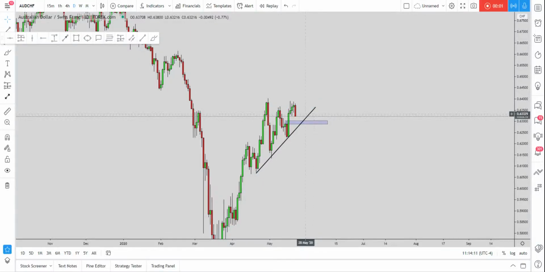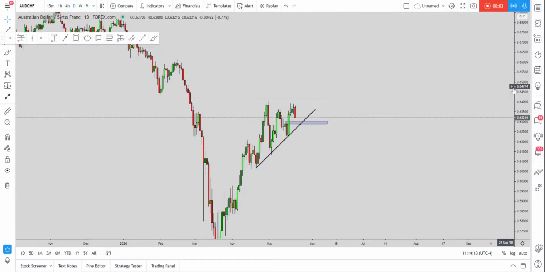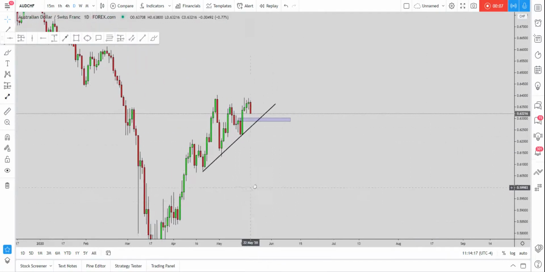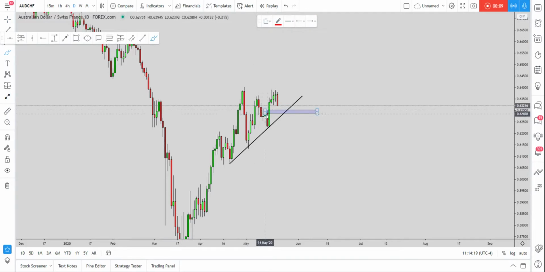Okay, so what kind of situation do we have at the moment from an AUD CHF perspective? Now, on the daily time frame, the situation is pretty clear. We have a market that has previous resistance, now turned support at this area, and a nice counter trend line as well, acting as support in the same zone, meaning that we have a strong confluence of support in this area with the daily time frame of AUD CHF.